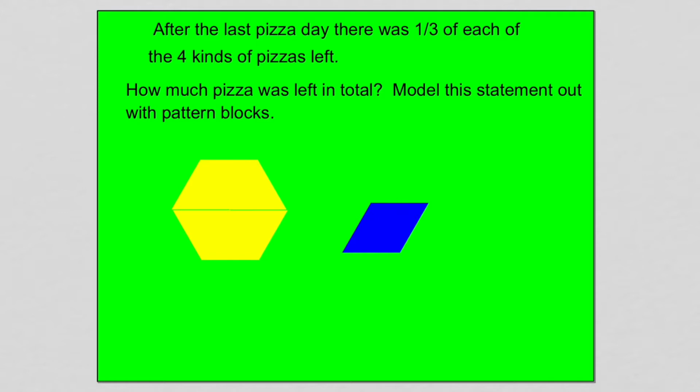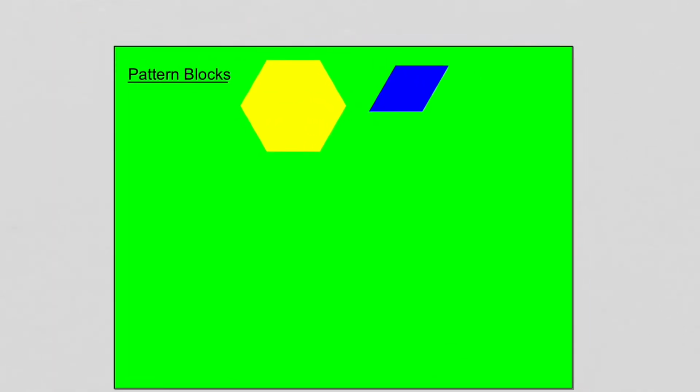Now I can't replicate what we did in class because I don't have a smartboard here, but basically, this yellow hexagon would represent a whole pizza box, and this blue rhombus would represent 1/3 of a whole pizza. And so what we did is we modeled out what that would look like on the smartboard. And we said that would end up being 4 groups of 1/3, or 4 times 1/3.